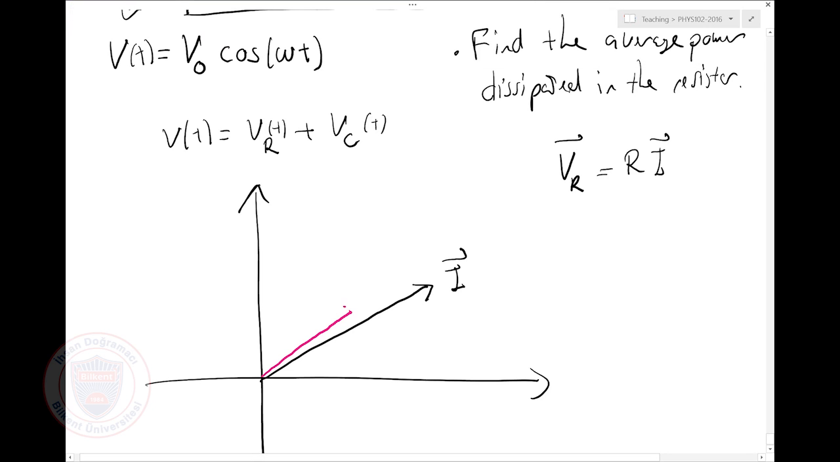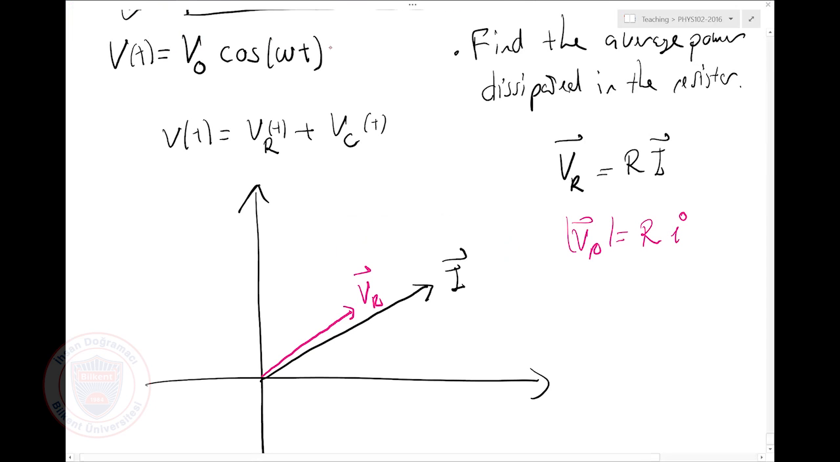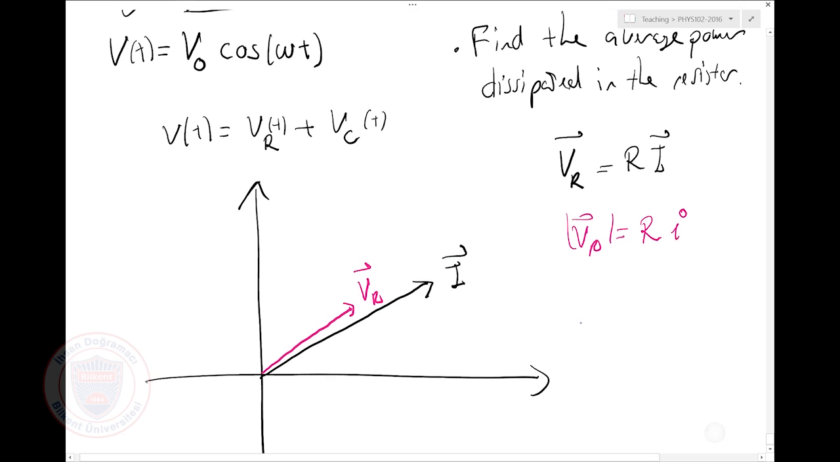So let me do this in another color. So here will be my VR vector, which will be, so the VR magnitude will be R times I, whatever is passing through my loop. How about the voltage across the capacitor though? Voltage across the capacitor.